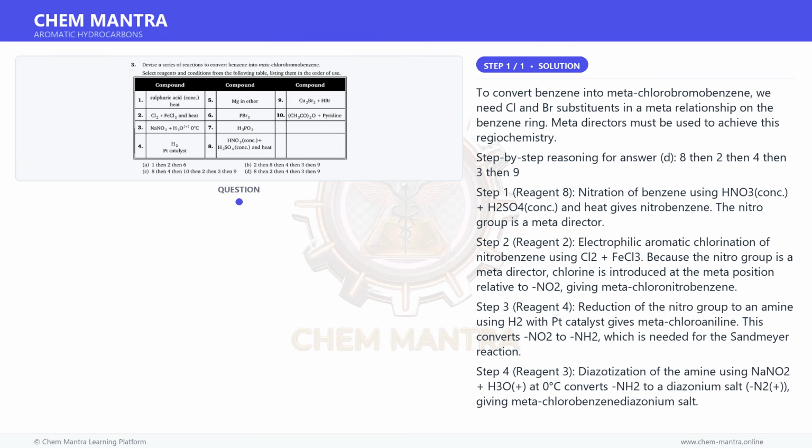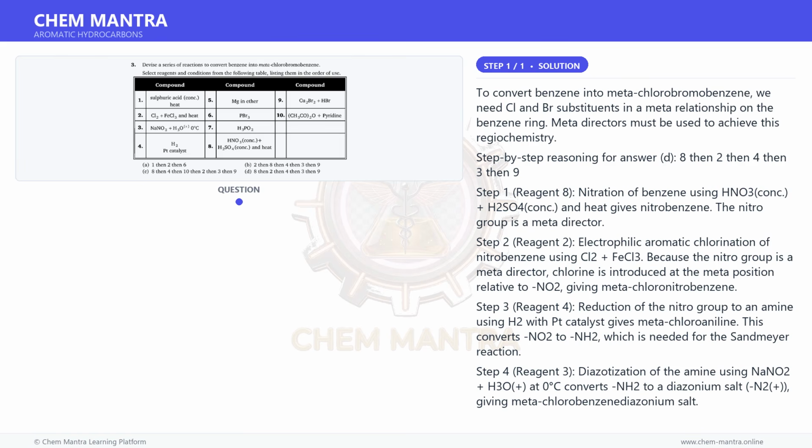Why other options fail? Option A only uses sulfonation, chlorination, and PBr3, with no pathway to introduce both Cl and Br in a meta relationship. Option B starts with chlorination, so an ortho-para director is installed first, then nitration would go ortho-para to Cl, not giving a clean meta product. Also the sequence does not correctly build meta-chlorobromobenzene.